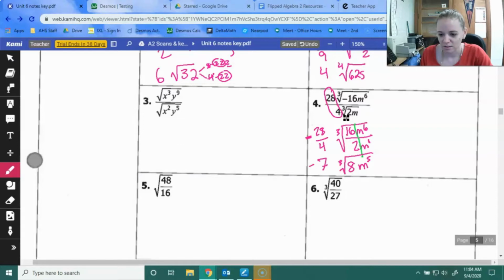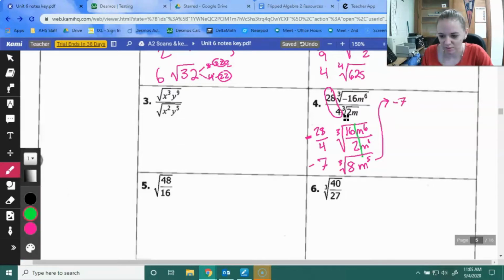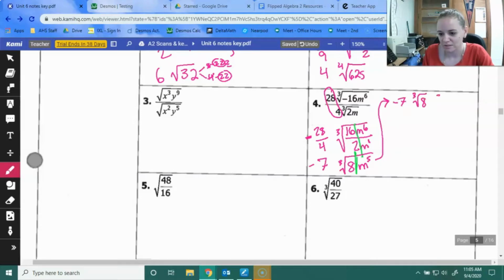Okay. And then I believe I have more simplifying to do. Yes, I do. I can tell right now the third root of 8 is 2. So I'm going to have to do that. So that'd be -7. And this is again where I'm saying you can split this up. If it helps, do each one separately. So you have -7 times the third root of 8 and times the third root of m to the 5th. Breaking up my numbers and my variables and doing them separately can help. Okay? So third root of 8 is 2.